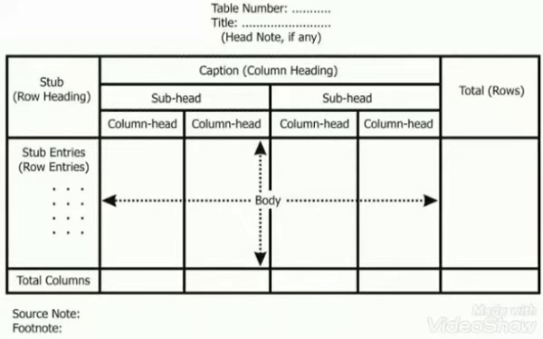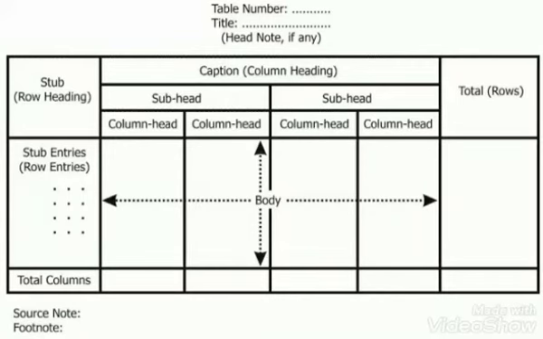Then we have a footnote, again very important, because footnotes are given for clarification of the reader. That means these are generally given when information in the table needs to be supplemented. Whatever information has been provided in the table, if it has to be supplemented with some other relevant information, that is to be given in the footnotes.